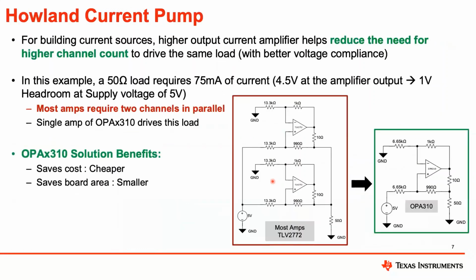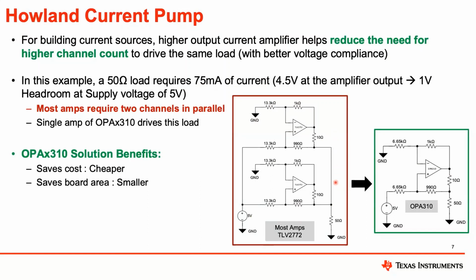All right, thank you. So for the Howland current pump, this is a pretty fancy way of saying this is building a current source using an op-amp. And obviously for higher output current amplifiers, it's going to help reduce the need for more channel counts when you're trying to drive some of these higher current requirements. So in this example, we have a 50 ohm load and we want to have 75 milliamps of current going through it. Most amplifiers, you're going to require 2 channels or even more.